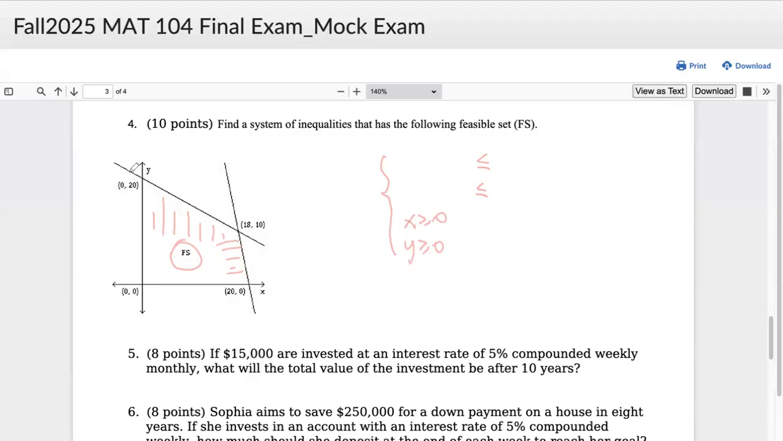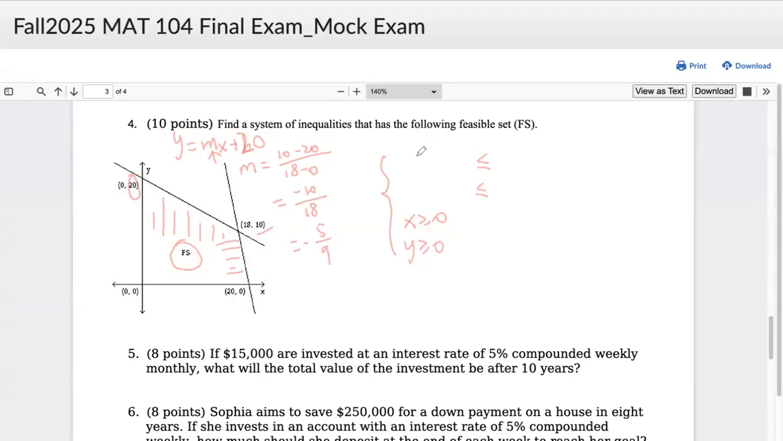Then how do we find those lines? So we want to find this line. And we start with y equals mx plus b form. For b, we already know it is 20 for this line. So that's mx plus 20. We just have to find the m. m equals y2 minus y1, 10 minus 20, at this point, divided by 18 minus 0. 10 minus 20, -10. 18 minus 0, 18. We simplify this, we get -5 over 9.